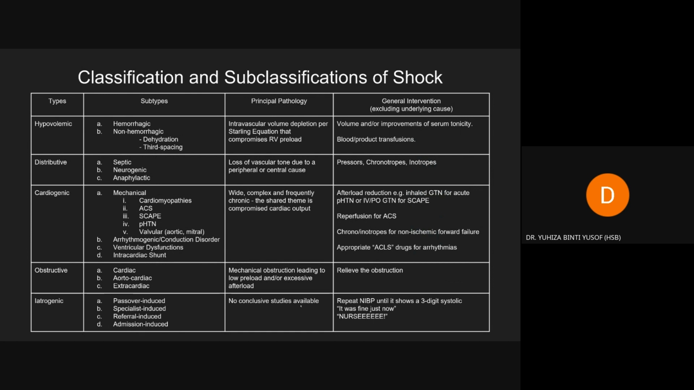And then you have other terms like forward and backward failure. So SCAPE is a form of forward failure where you have an excessively high afterload in which the LV cannot compensate enough to overcome that afterload.